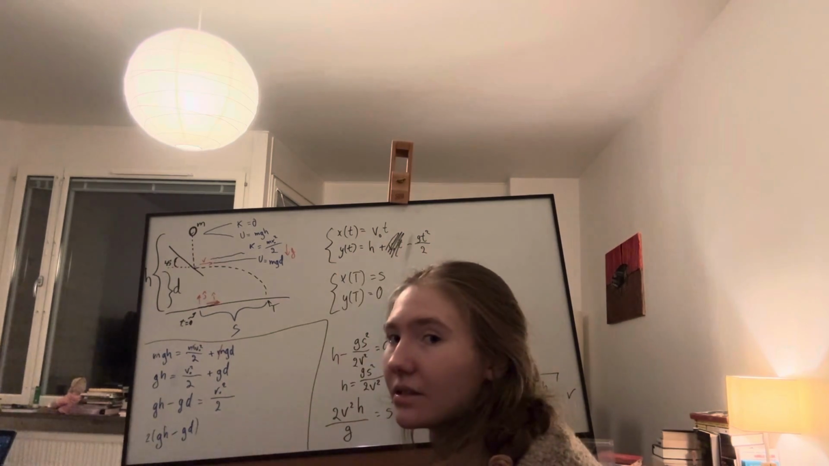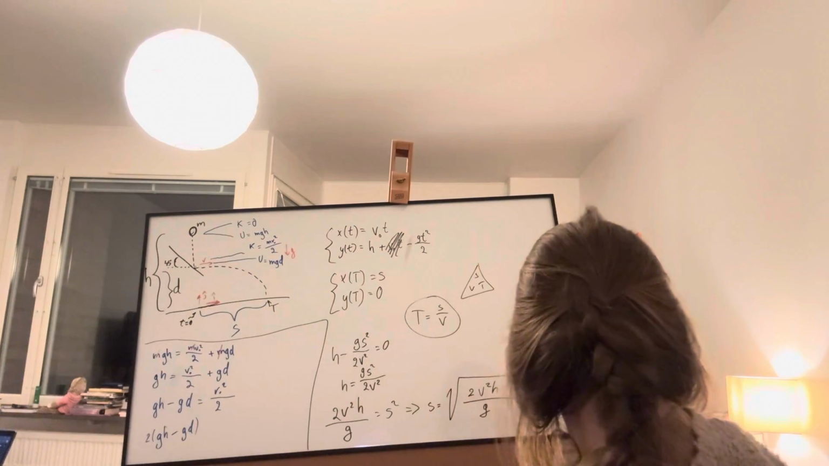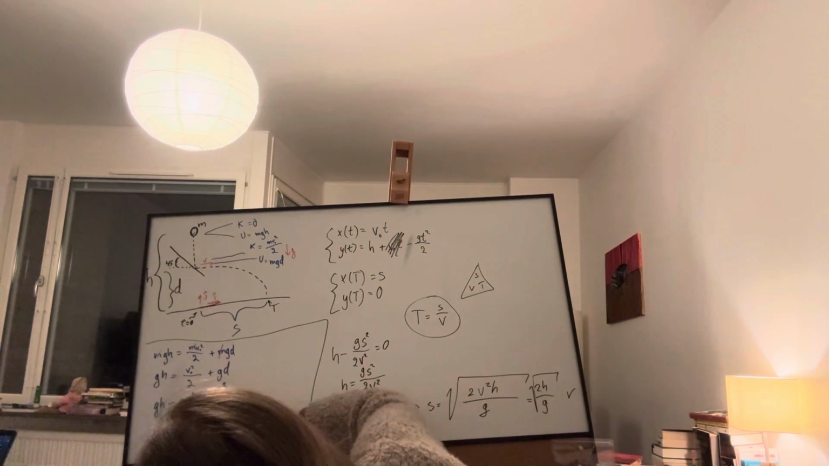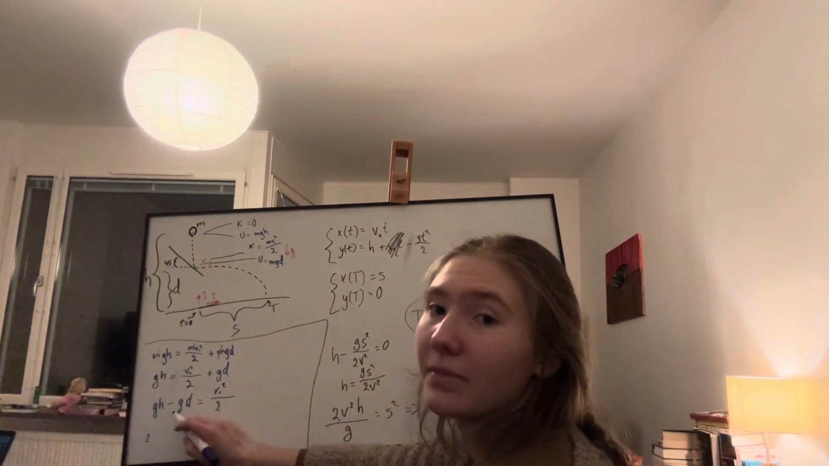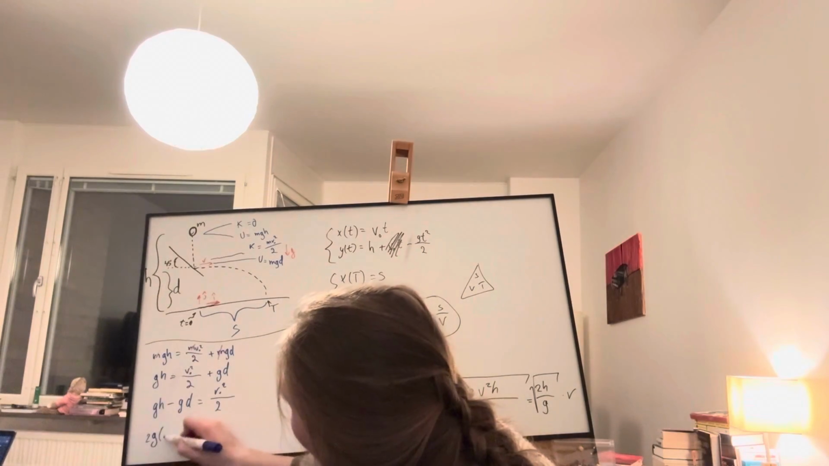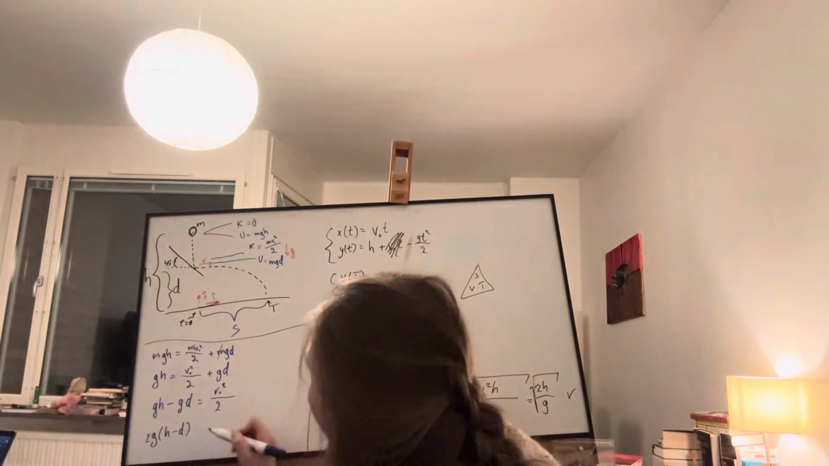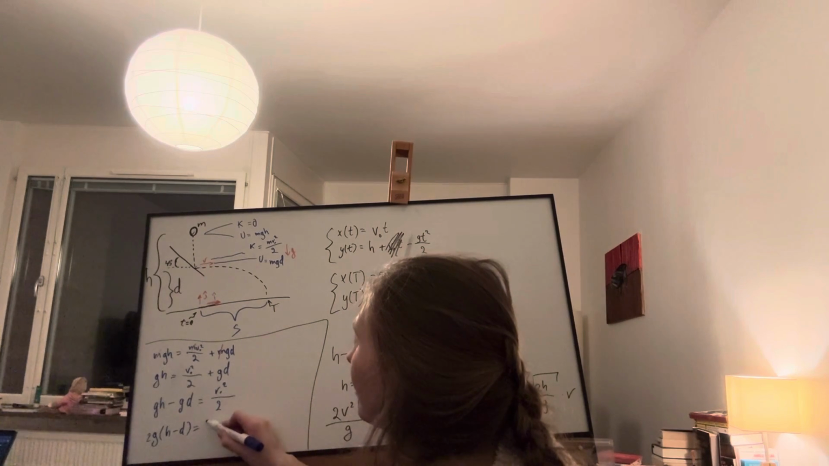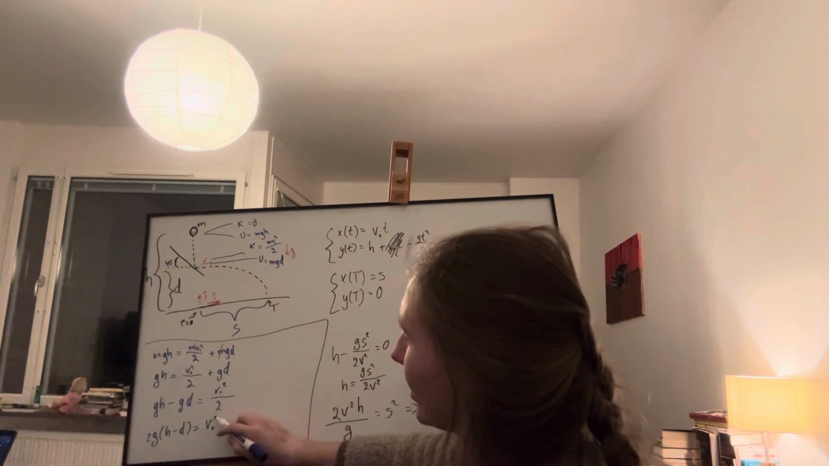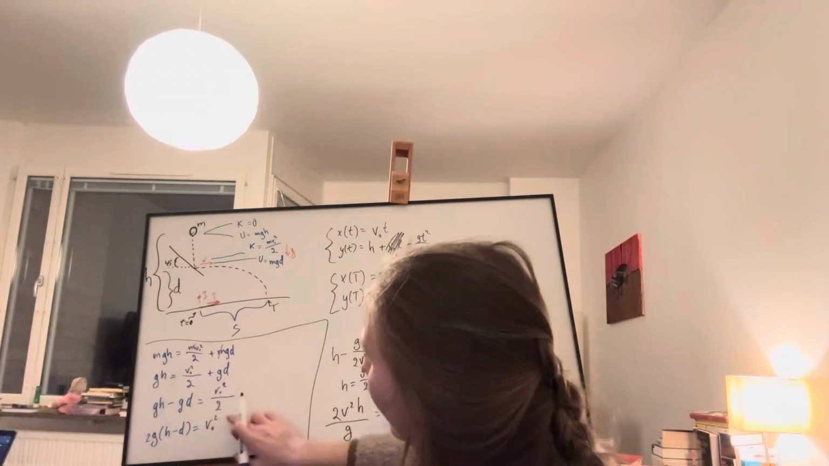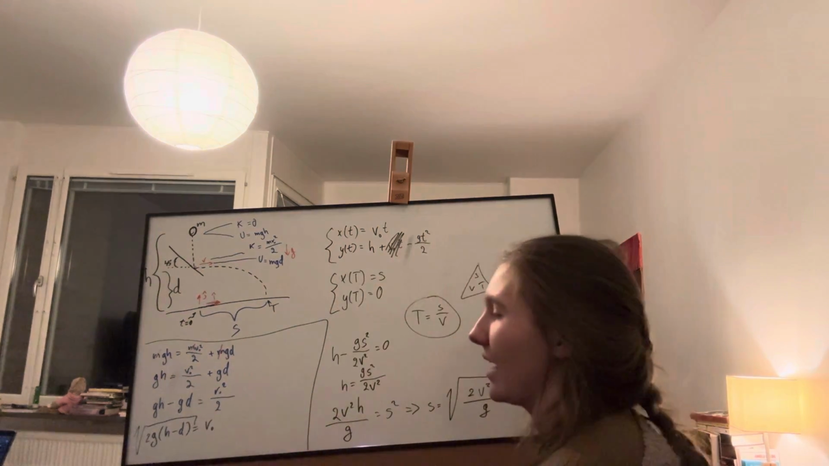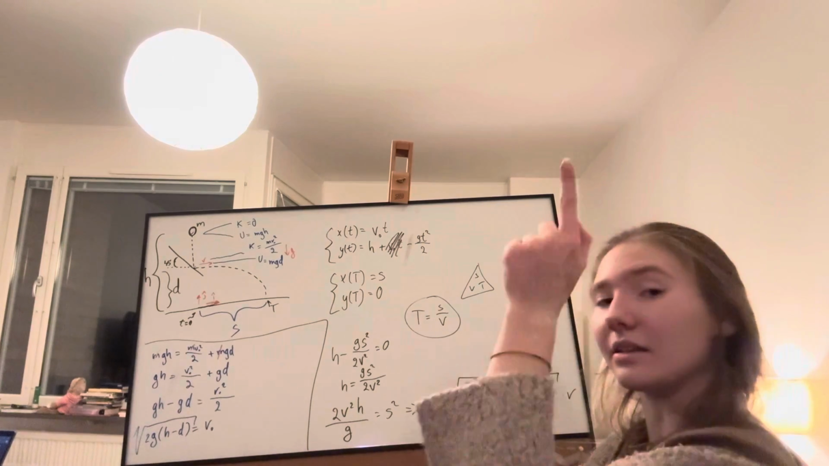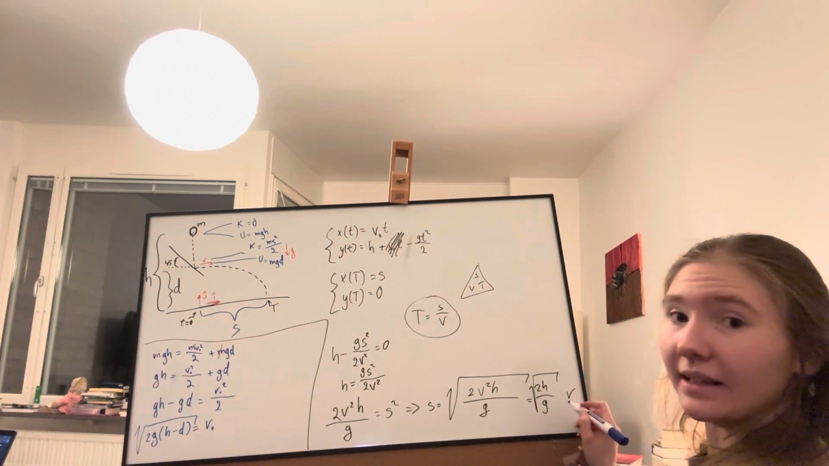We can do this, or we can just, because g is in both places, so 2g(h minus d) is equal to v0 squared, and so we can write this. And so now we have found v, and so now we can plug it in here.